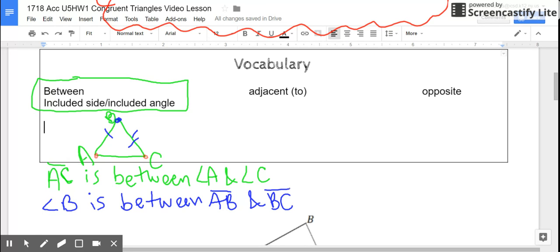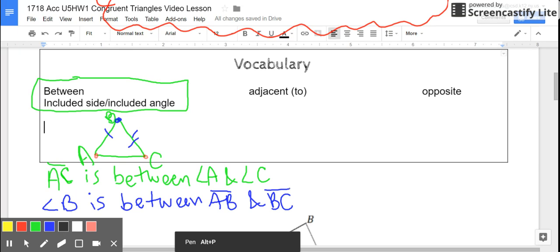We could also say that side AC is the included side of angle A and angle C. And angle B is the included angle of side AB and side BC. Those two phrases work the same way.